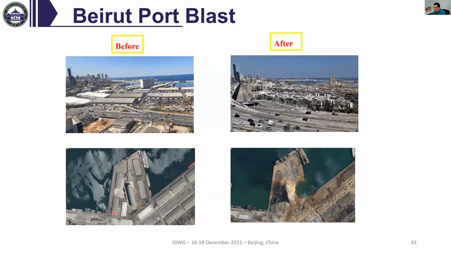And also here we can see in this map, this is before, and you can see the impact of the explosion. The hole is about 40 meters in radius. It is a very big hole. This happened from this explosion. It was a very severe explosion.